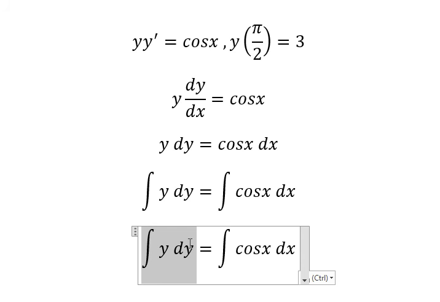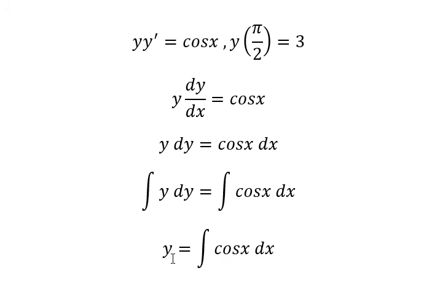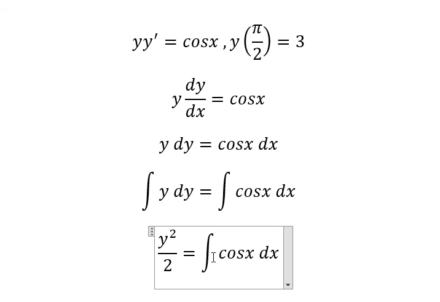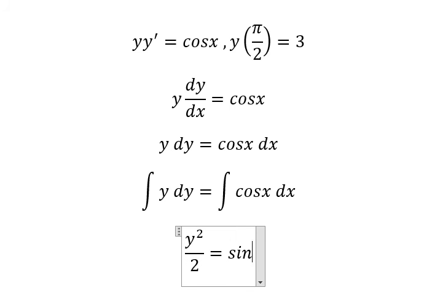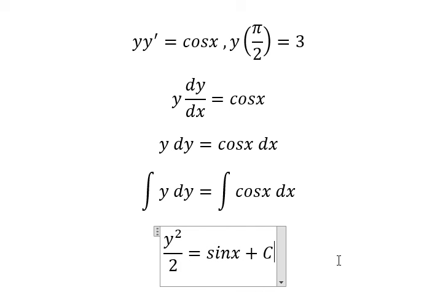The integration of this one, you get y squared over 2. The integration of cosine x, you get sine x, and we put c. Now we have the condition in here.